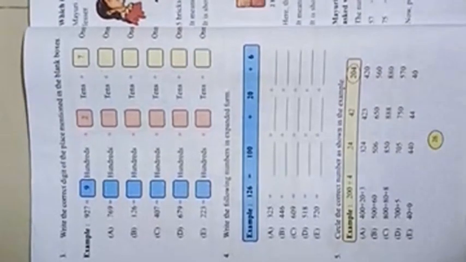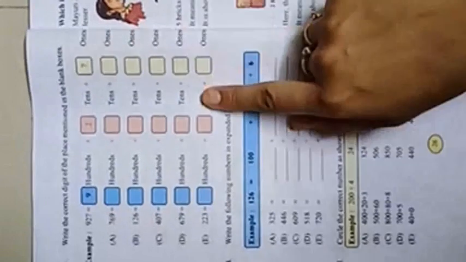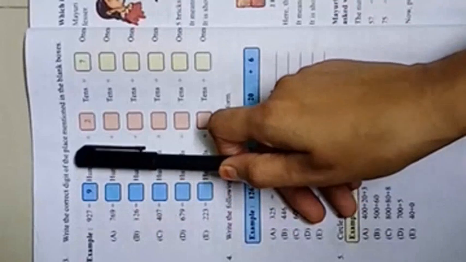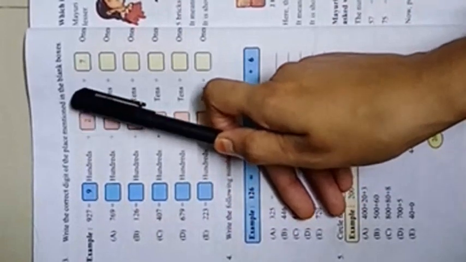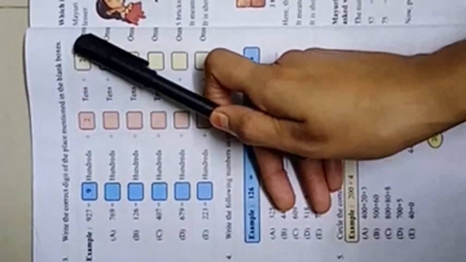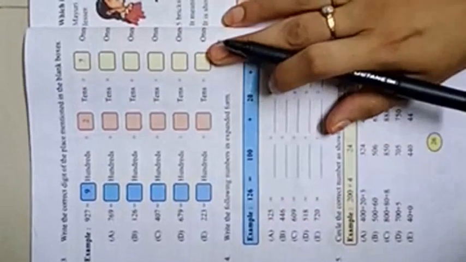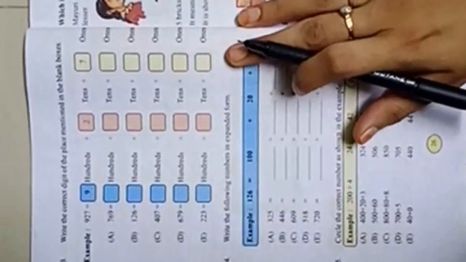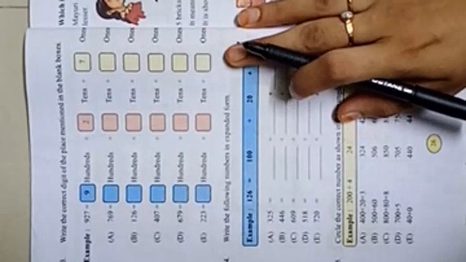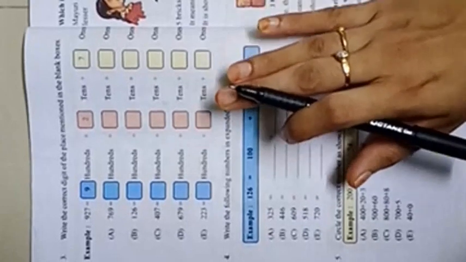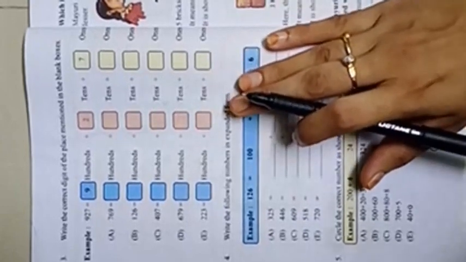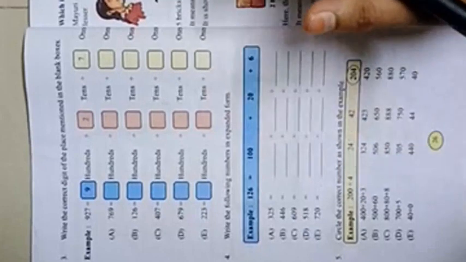I'm reading the question, children. Let's begin our class. Write the correct digit of the place mentioned in the blank boxes. This bit is very easy for you all. You can do it on your own. You know how to write places of the given digits.